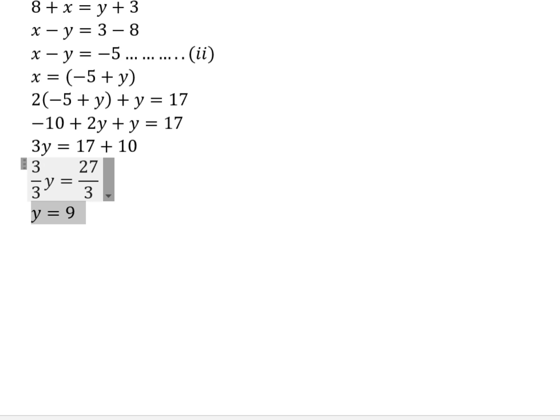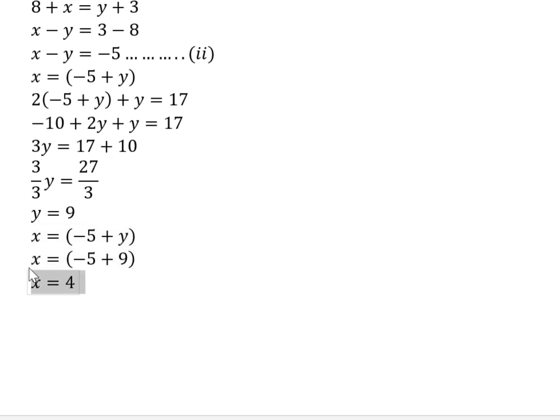Now we need to get x. We can take this equation which we had made x the subject of the formula. So we shall say our x will be equal to negative 5 plus y. But remember, we have found the value of y to be 9. So we shall say x is equal to negative 5 plus 9. And that means x is equal to 4. So we have the value of x and the value of y.